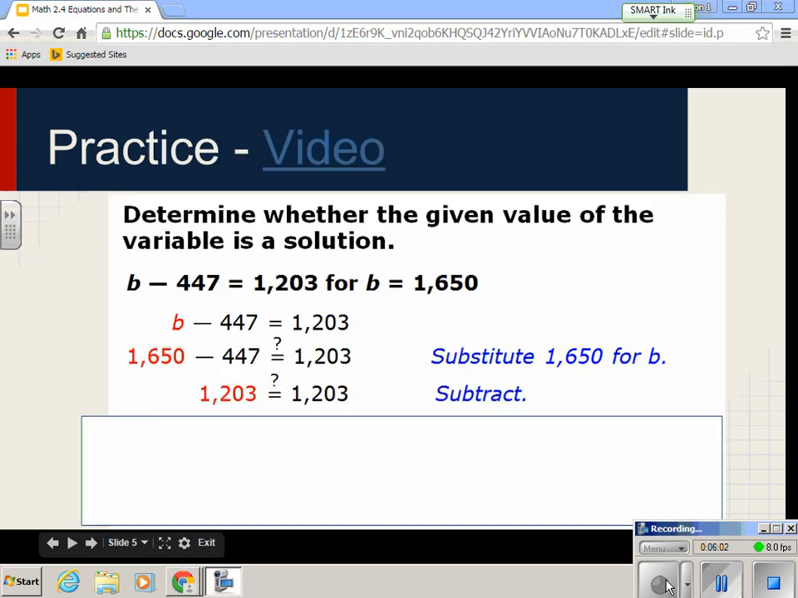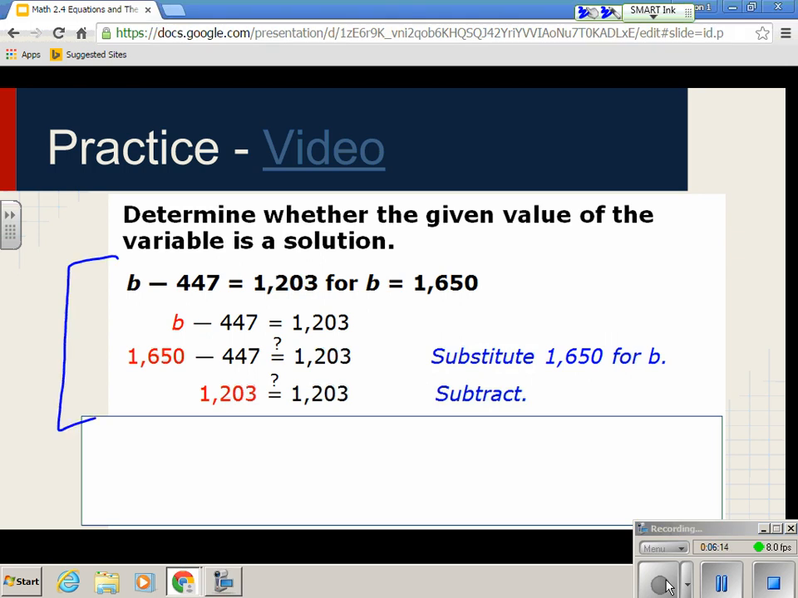Let's go through some problems together here. So this is really what we're going to be doing and trying to understand today. I do want you to copy down all this work that I'm going to be doing on the board, and you can pause at any time and go back. So we have to determine whether the given value of the variable is a solution or not.